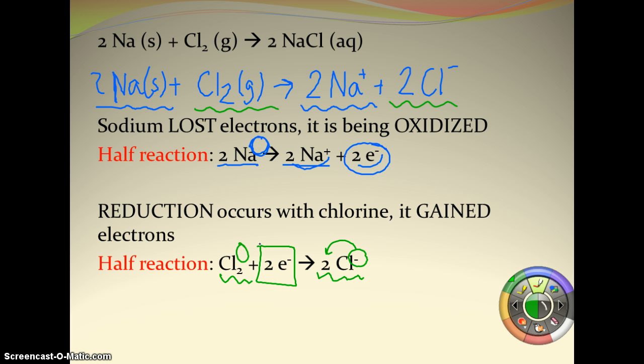So these 2 electrons in this whole reaction didn't disappear. They've just traded who they're really hanging out with. They went from the sodium, who lost those electrons, to the chlorine, who gained the electrons.